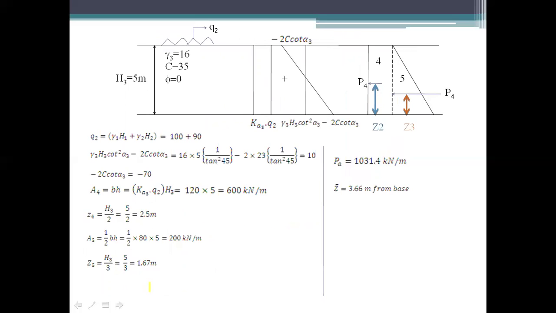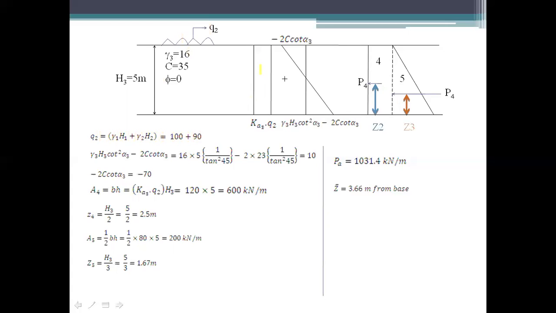So this is your layer number 3. For layer number 3, H3 is again 5 meter. You have the surcharge loading Q2. Q2 is given by Q1 plus gamma 2 into H2, with respect to the height. So Q2 equals gamma 1 H1, that is Q1, plus gamma 2 H2, which is coming to you as 100 plus 90.